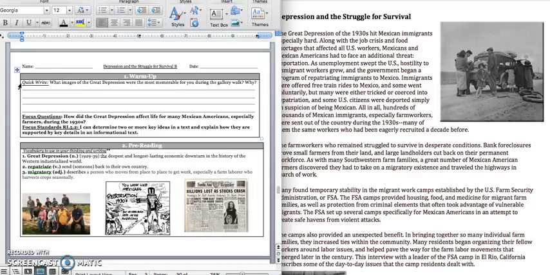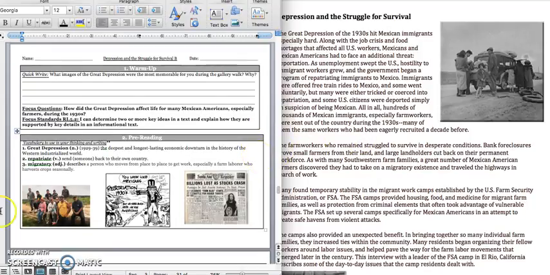How did the Great Depression affect life for many Mexican Americans, especially farmers during the 1930s? One of the standards we're going to be working with today is determining one or more main ideas in the text and explaining how they're supported by information in the text.